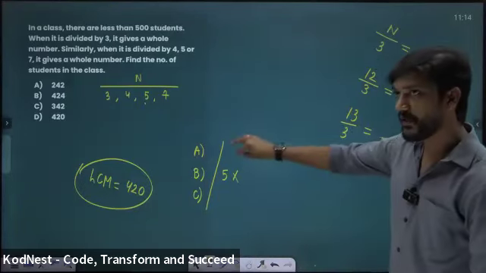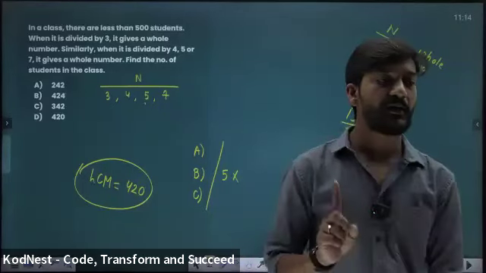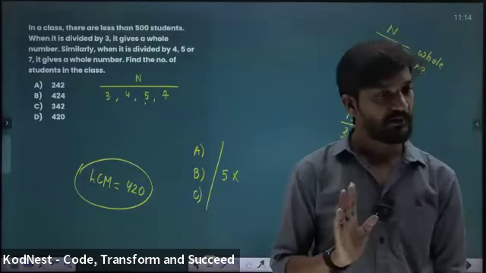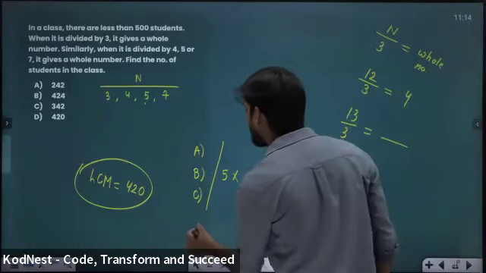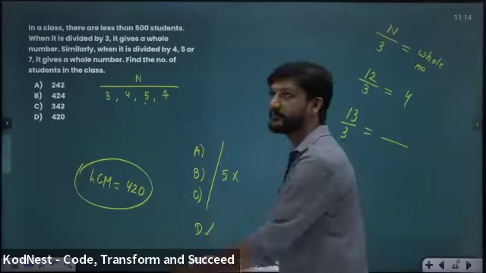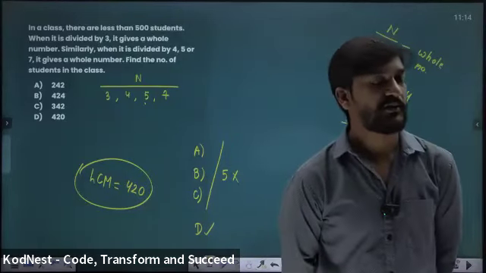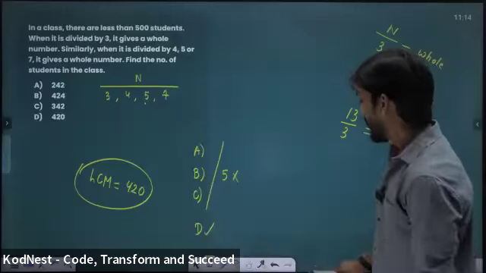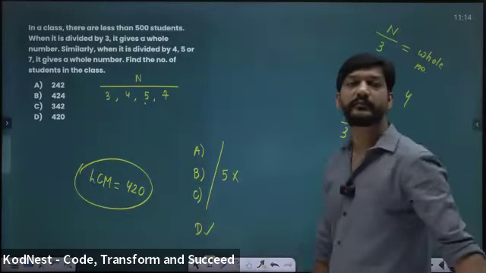A, B, C. They are not divisible by 5. So can they be the right option? Is it possible? Can they be the right option? No. So these are all wrong options. So can I say D is the right option? Carefully answer. Can I say D is the right option? Yes. Okay. So very easily, just with 5, we have got our answer.